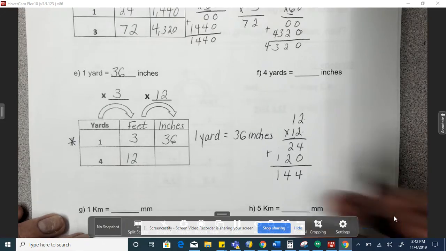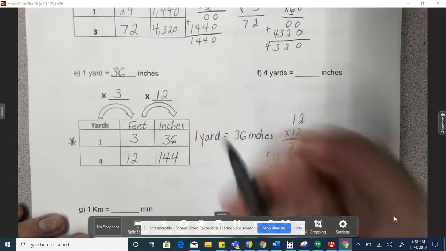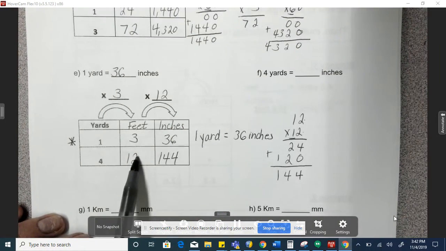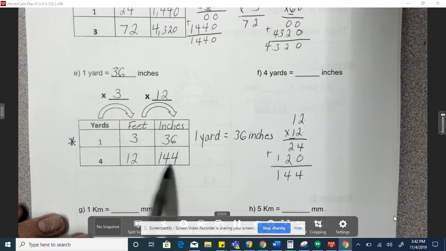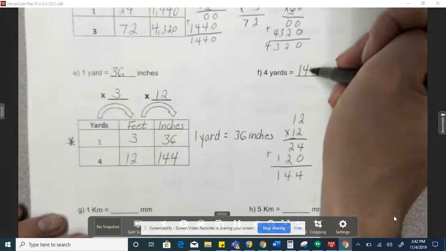So our answer is 144 inches. In 12 feet, there are 144 inches. In 4 yards, there's 144 inches.